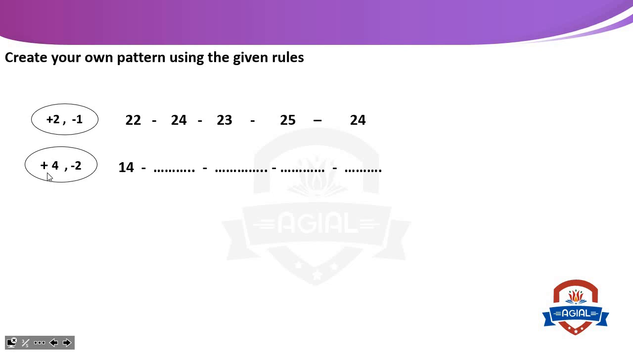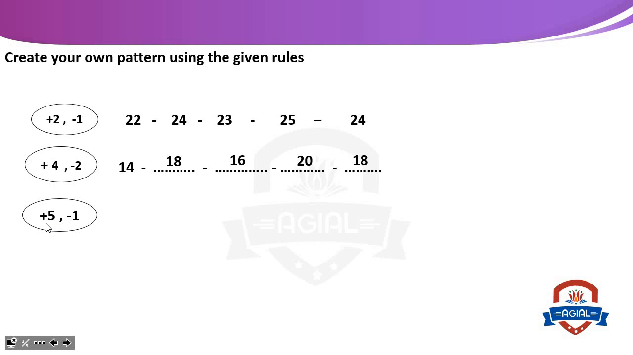The first rule is positive 4, so we add 4 to 14. 14 and 4 will be 18, yes. And 18 minus 2, because the second rule is negative 2, will be 16, yes. 16, positive 4 will be 20. 20 minus 2 will be 18.